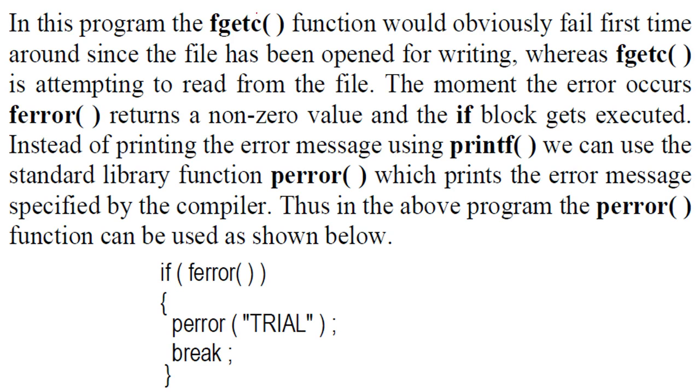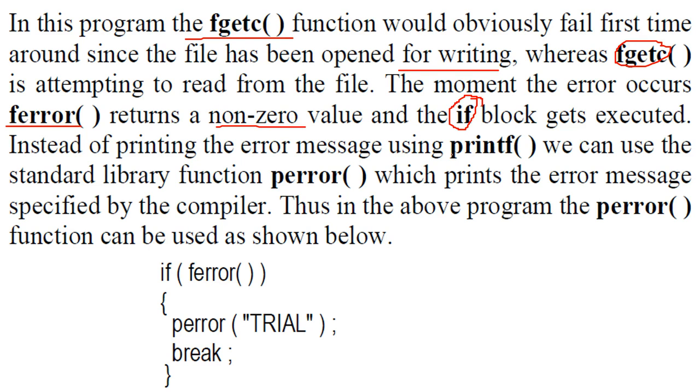In this program, this fgetc function is obviously going to fail the first time because we have opened the file for writing. While fgetc is attempting to read from the file, the error will occur. The moment the error occurs, ferror will return a non-zero value, and this if block will get executed.